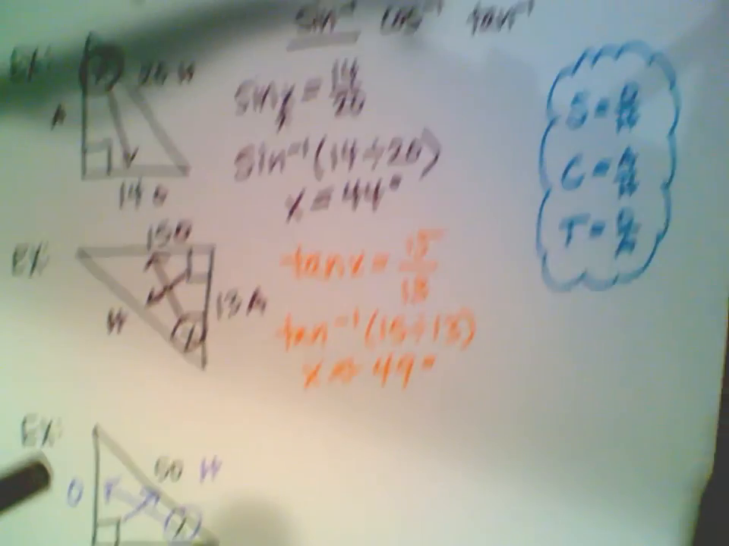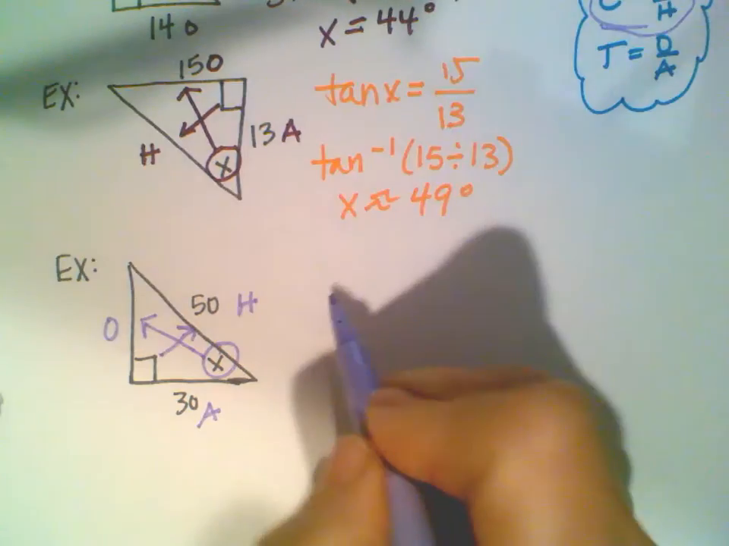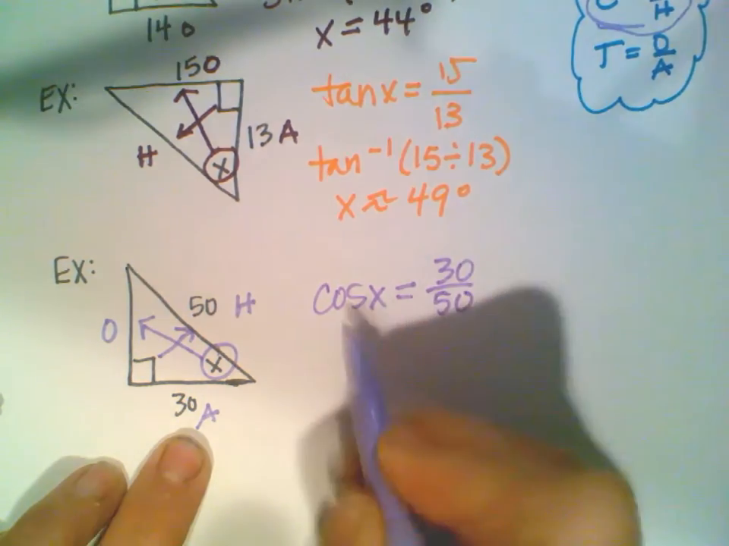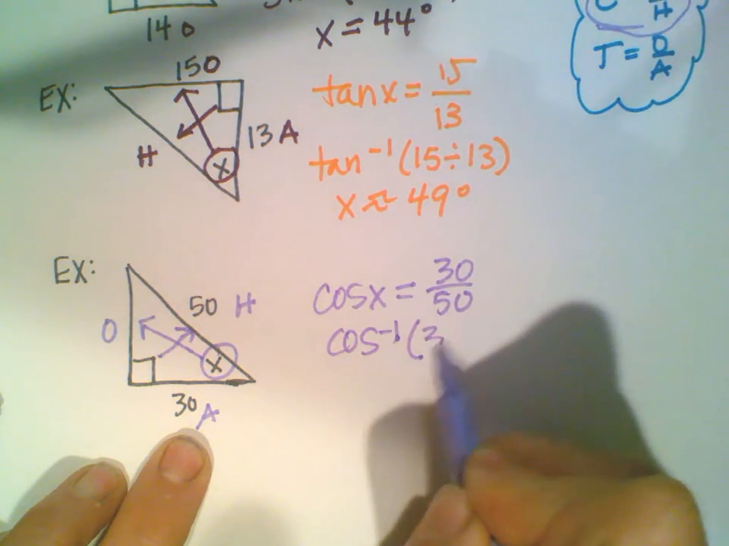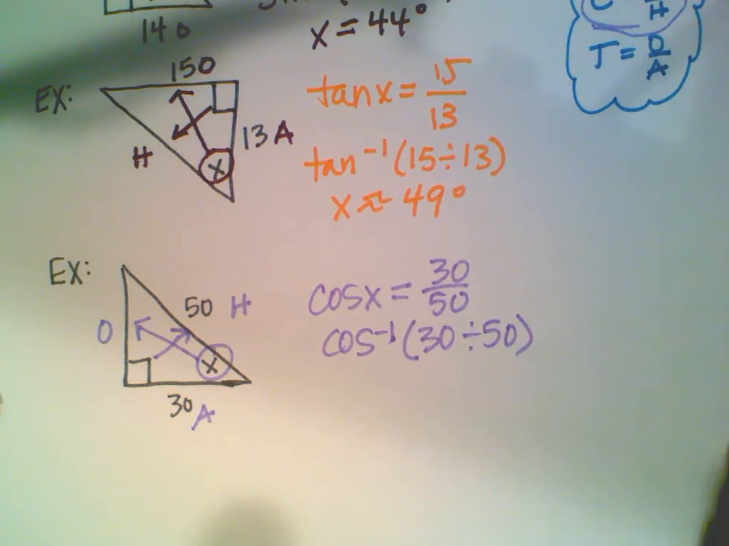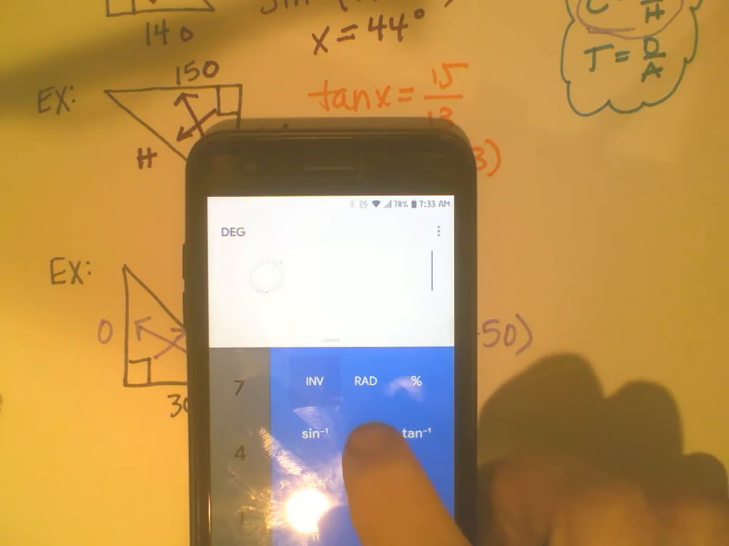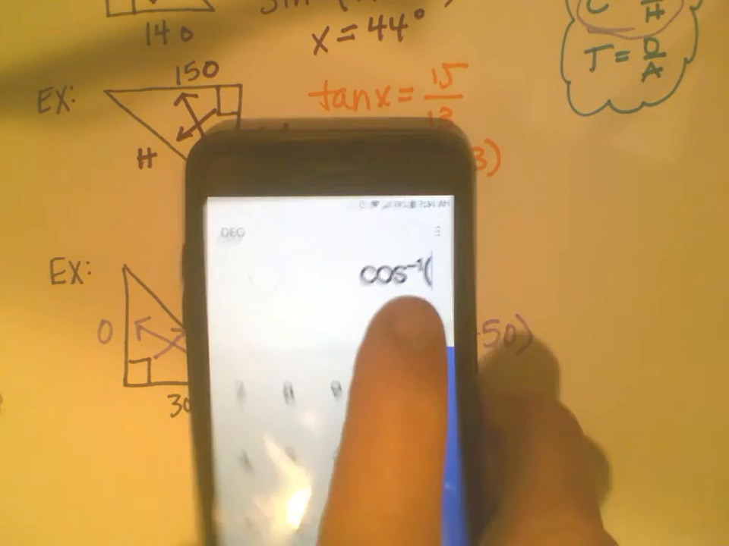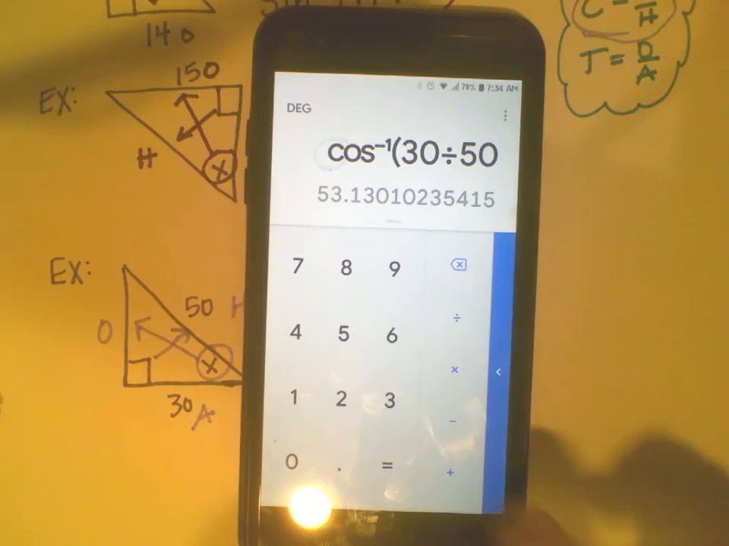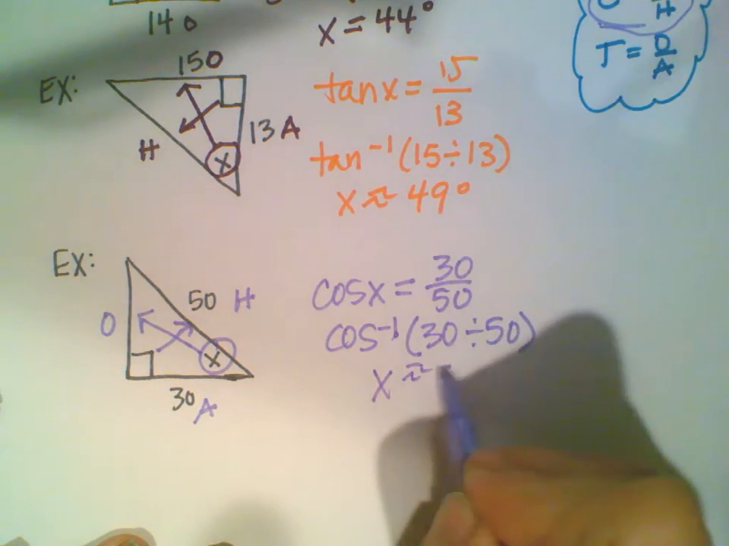If I go back up to my SOHCAHTOA, that one's this one. Cosine is adjacent and hypotenuse. So the cosine of the angle is the adjacent over the hypotenuse, and I'm going to use the cosine inverse to solve this. So this is what I'll set in my calculator. Pull out my calculator, go to cosine inverse, and go to my numbers. It was 30 divided by 50. Then I just hit equals, and I got about 53. So x is about 53 degrees.